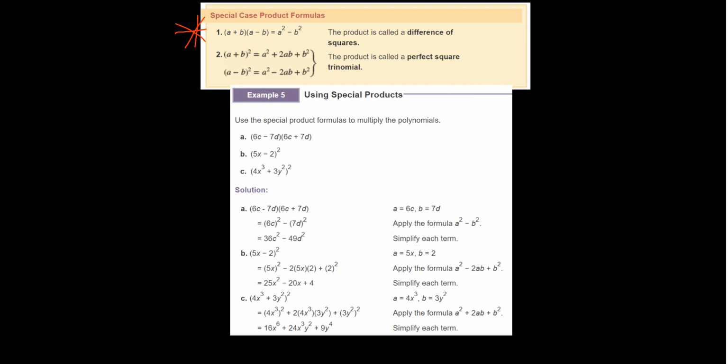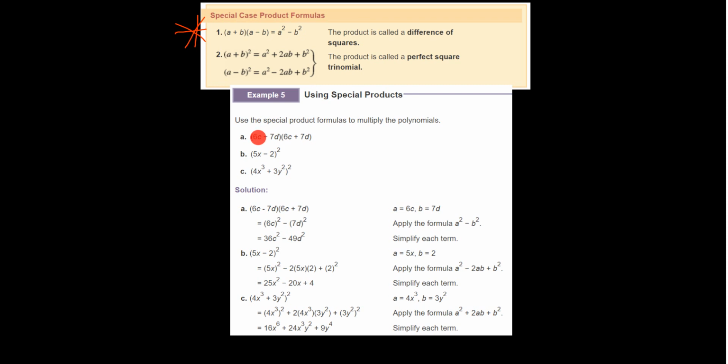So we're just going to show the special case products. Nothing extraordinary in terms of the computation here. Notice they're conjugates, right? The first and second terms are the same, 6c and 7d. The only thing that's different is one is a minus, one is a plus. So this must be the difference of squares. What the difference of squares tells us is all we have to do is square the first term, square the second term, and subtract.